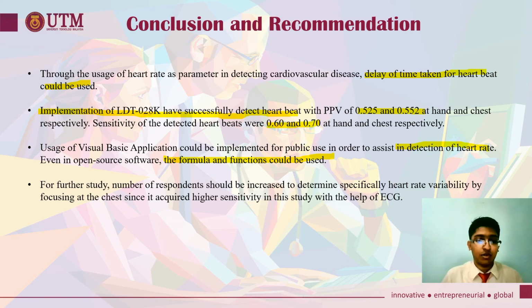For further studies, the number of respondents should be increased to determine specifically heart rate variability by focusing on the chest, since it acquires higher sensitivity in this study, with the help of ECG. Why a higher number of respondents? Because when this study was done, it was in a new normal situation. Therefore, the number of respondents should be increased. And why ECG? Because it gives a much higher reading compared to the blood pressure machine reading as well. Therefore, with the help of ECG, it will help to capture the heart rate with higher accuracy and at the same time as well. Therefore, thank you.